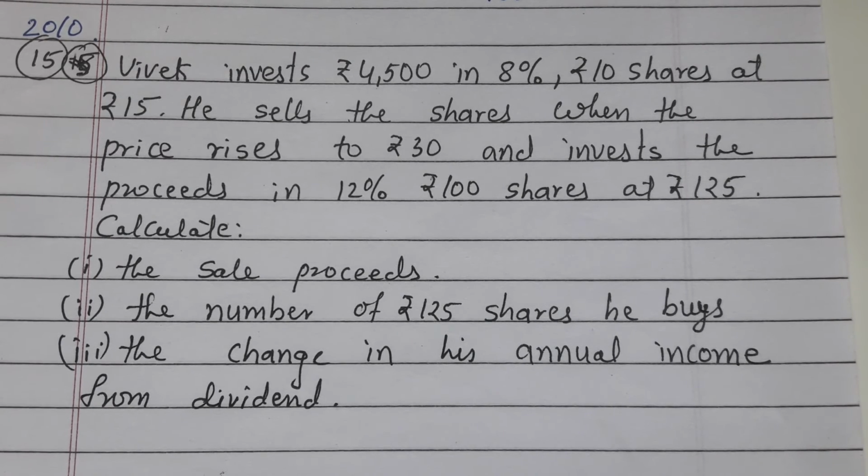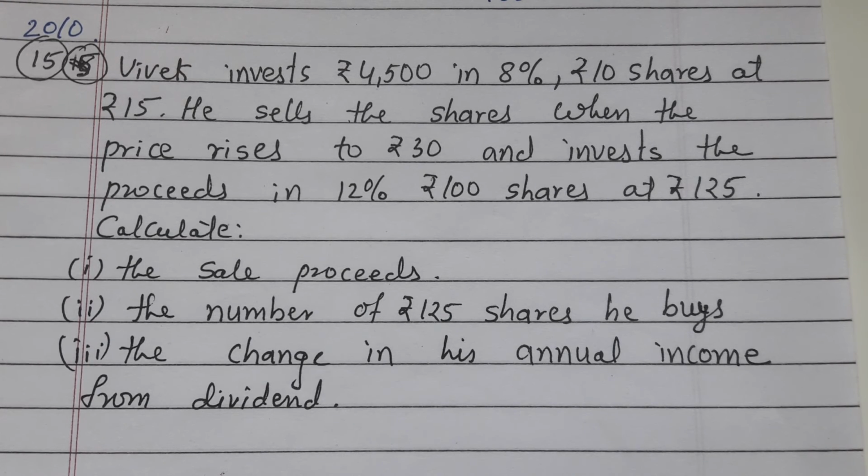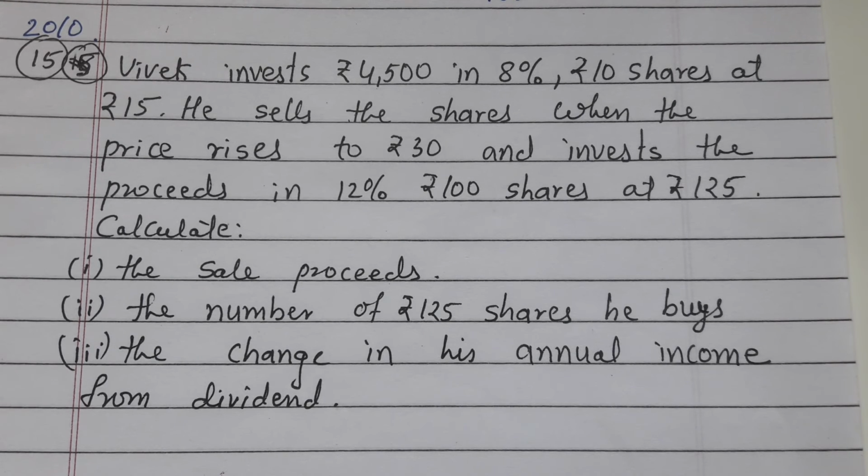Sum number 15. Vivek invests rupees 4,500 in 8% rupee 10 shares at rupees 15. He sells the shares when the price rises to rupees 30 and invests the proceeds in 12% rupee 100 shares at rupees 125. Calculate the sale proceeds, the number of rupee 100 shares he buys, the change in his annual income from dividend.